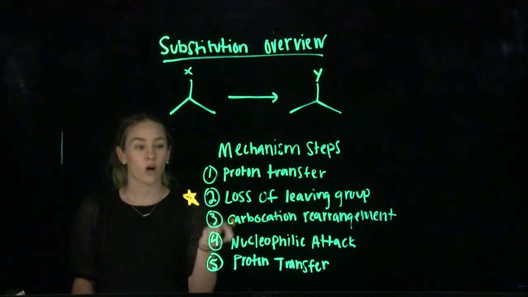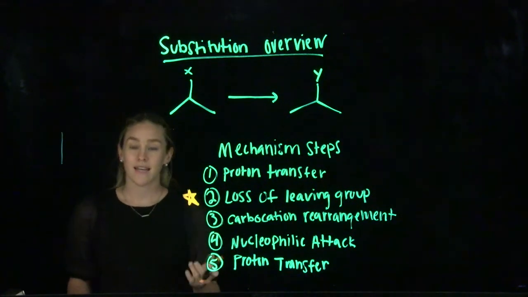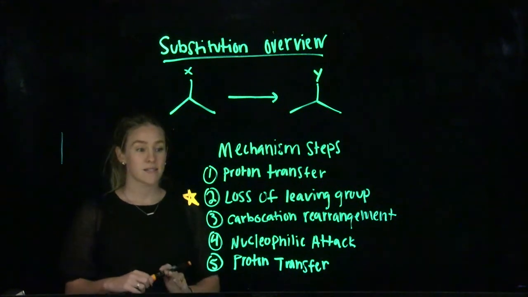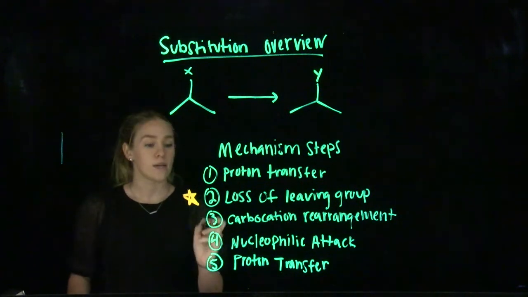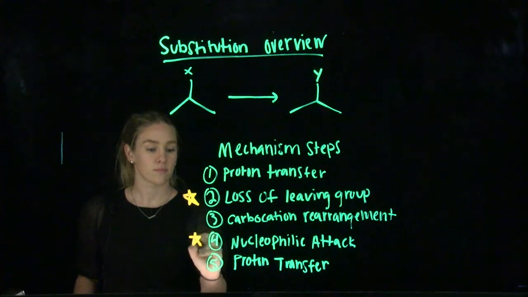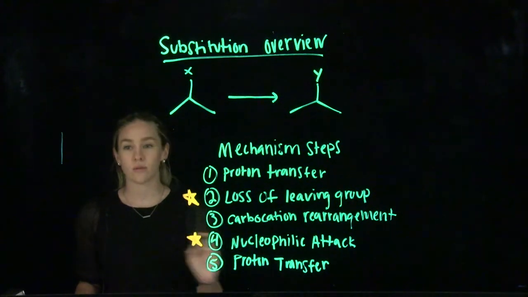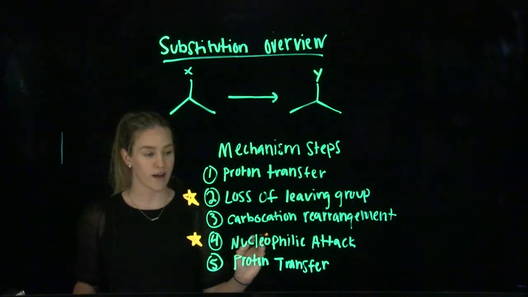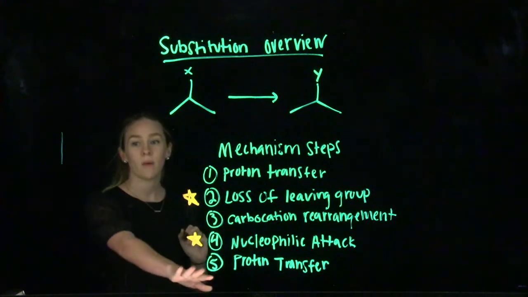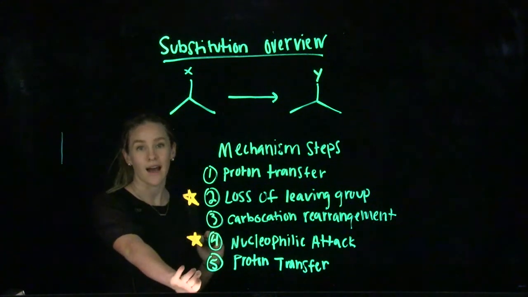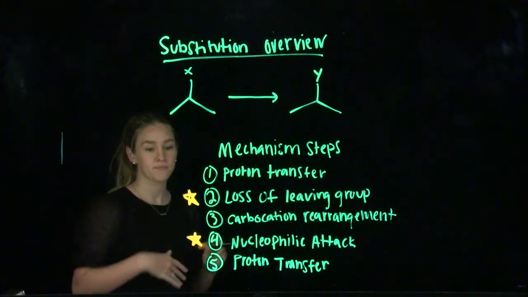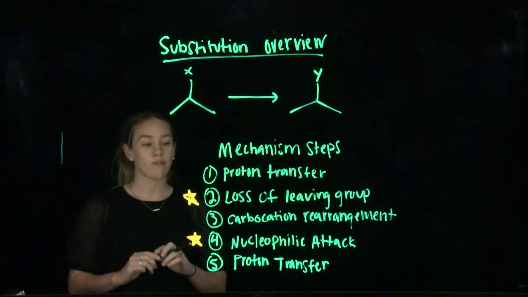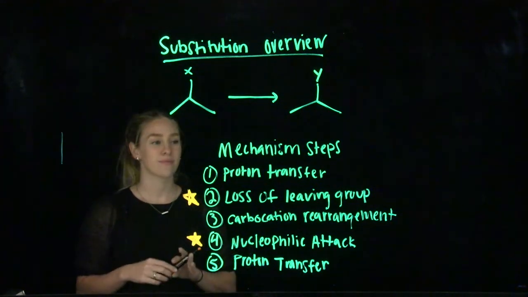The next one is a carbocation rearrangement. Again, this will not always be the case, but number 4 will always happen. You'll always have a nucleophilic attack in a substitution reaction. And then you could possibly have another proton transfer at the end of the reaction. However, this is not always the case.